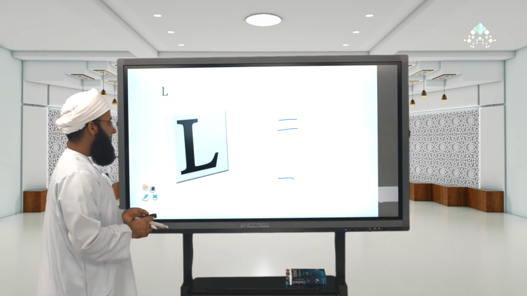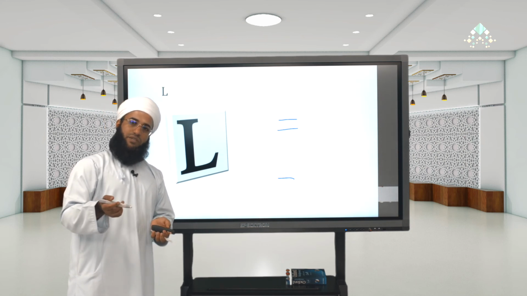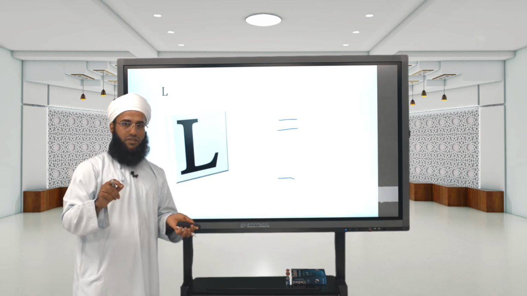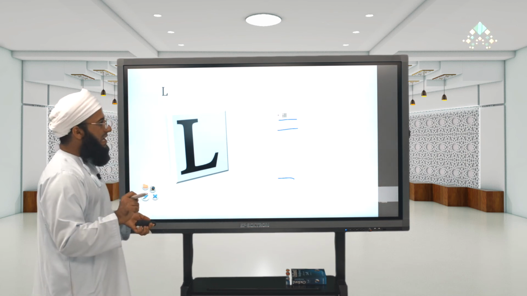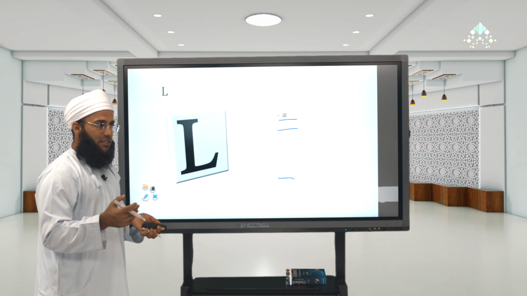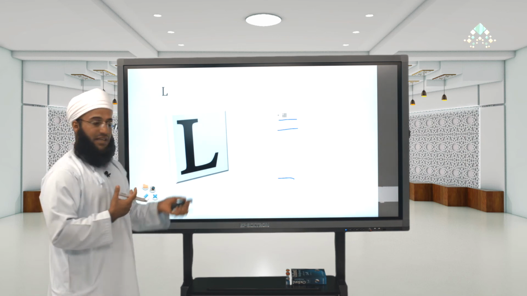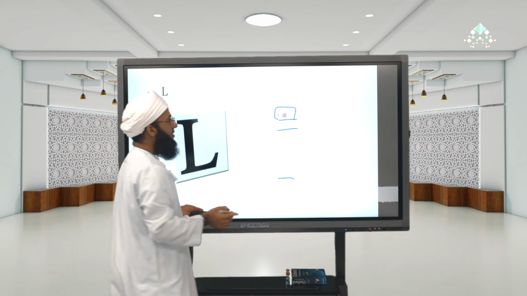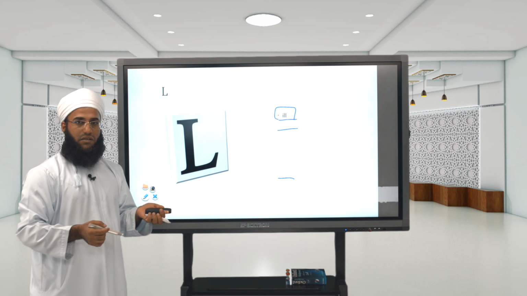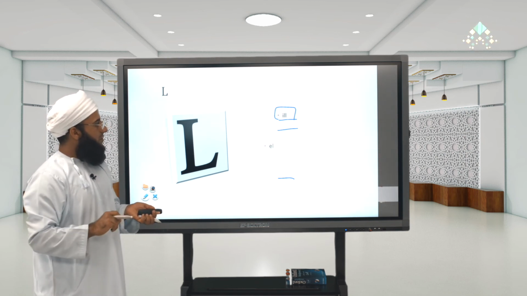L, the same, the way we pronounce L. We have this sound in Arabic, yes, but in English we pronounce it in a slightly different way. If you say "ill", it means sick. But here it's L, so it's not "ill". So be careful.